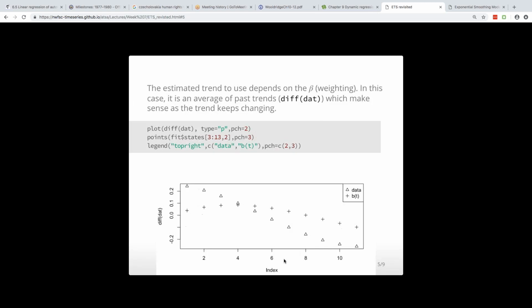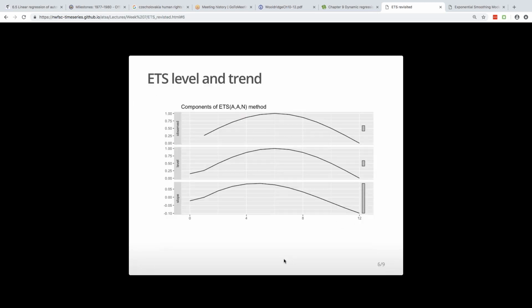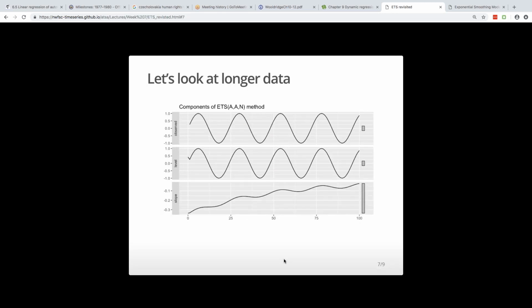At that level, and the slope are looking. So that's why they're looking the same, because it's going up, then it's going down. But let's look at another example. Look at some longer data. I think this is kind of interesting.